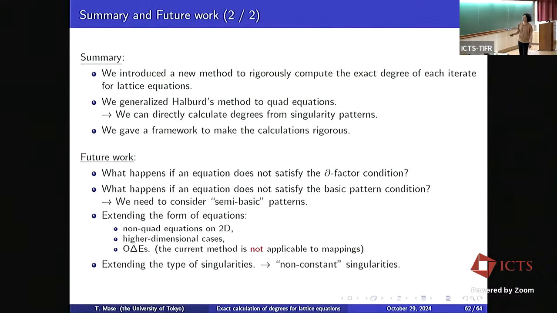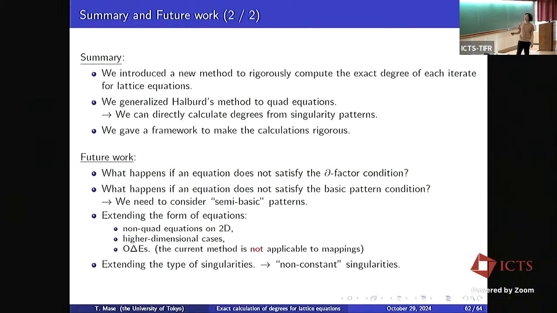Okay, this is future work. What would happen if not for the d-factor condition and the basic pattern condition? These are technical things, but the basic pattern condition is more important. Some integrable equations don't satisfy the basic pattern condition, so we have to consider some semi-basic pattern or something like that. This is what I'm doing now.